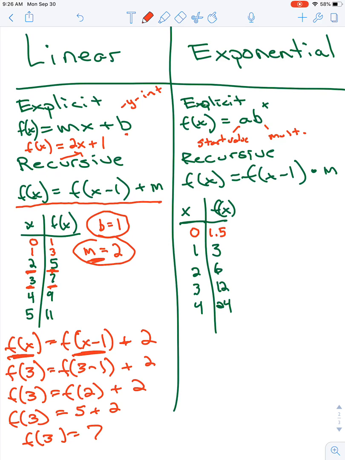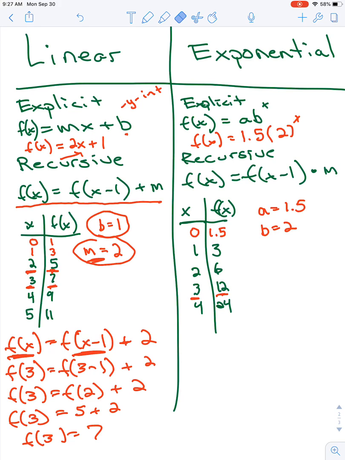And then the multiplier. In this one, A is 1.5, and the multiplier is 2. So my explicit equation would be f of x is equal to 1.5 times 2 to the x power. And then I just like to check that too. So if I plug in 3, I should get 12. So 2 to the third power is 8, and 8 times 1.5 is 12. It works.